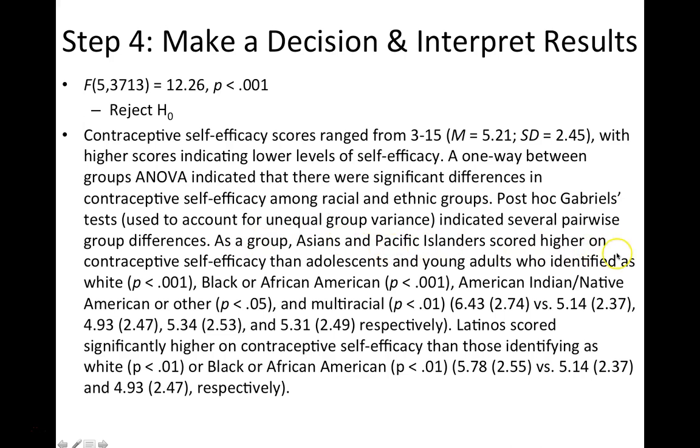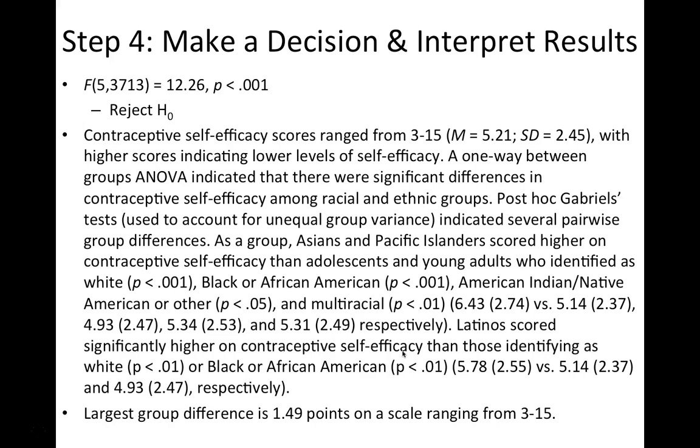As a group, Asians and Pacific Islanders scored higher on contraceptive self-efficacy than adolescents and young adults who identified as white, black or African American, American Indian, Native American or other, and multiracial. Latinos scored significantly higher on contraceptive self-efficacy than those identifying as white or black African American, and these are all those means respectively. When we interpret this, we have to flip that again because we have to remember that higher scores indicate lower levels of self-efficacy. So in fact, Asians and Pacific Islanders and Latinos actually had less self-efficacy as a construct than the other groups.